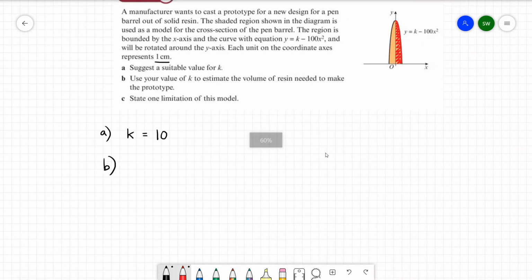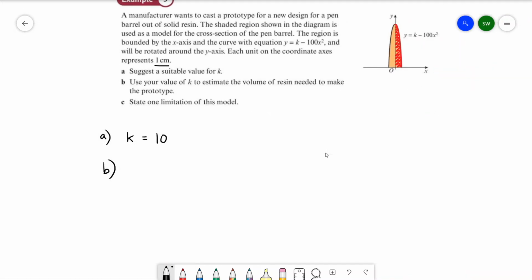So for our formula, we've got to be really careful. We're rotating around the y-axis now. So the formula for the volume is going to be the integral of pi x squared dy. And because it's dy, we want y limits. We want to start on the y-axis at y equals 0. And we want to go up to this point, which is where our region stops on the y-axis, which is y equals k. But remember, k is equal to 10. So that's that y-intercept there.